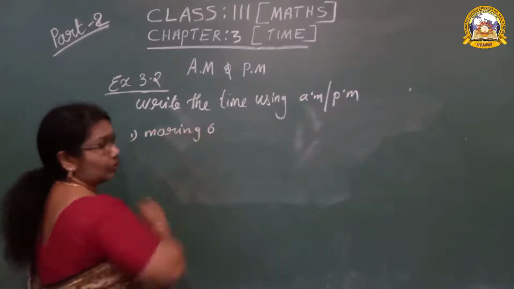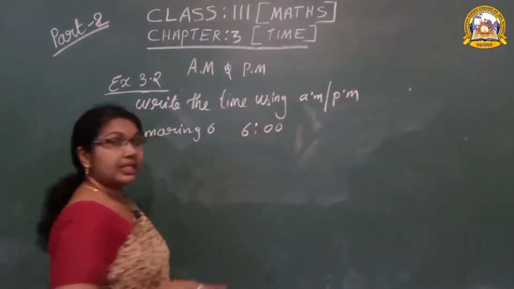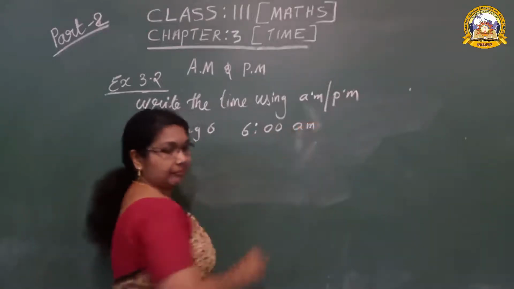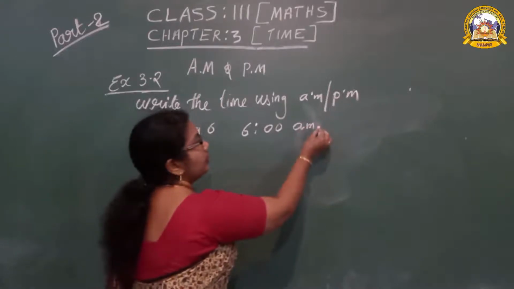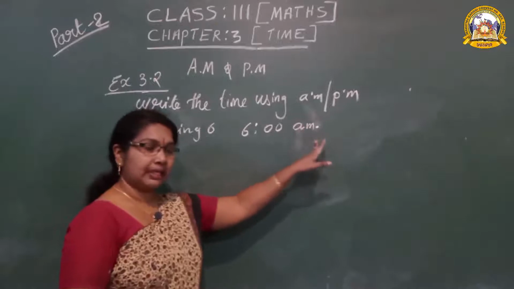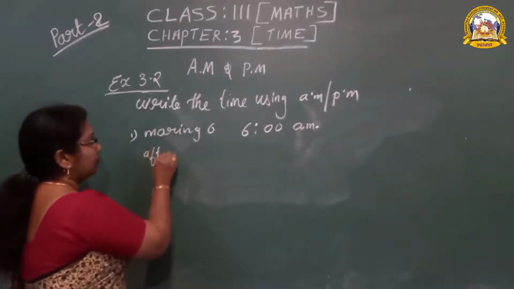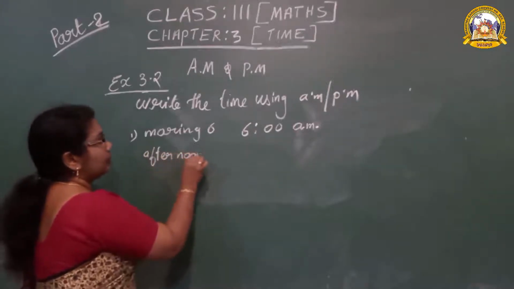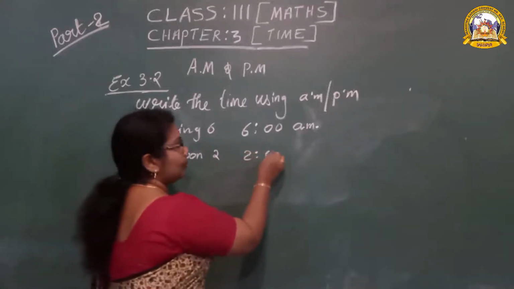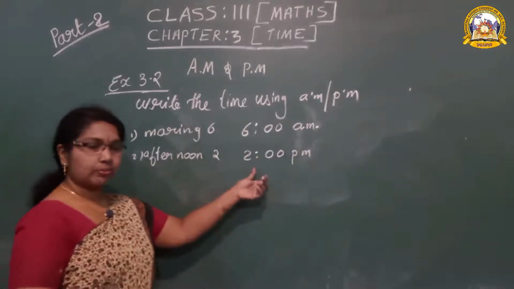Morning 6 o'clock. How do we write the time? 6. There are no minutes, so you have to use 00. 6:00 AM. A, then a dot, M after. What is the full form of AM? Anti-meridian. Then the second one, 2 o'clock in the afternoon. Can you say what's the time? 2 PM. Afternoon 2 o'clock, the time is 2 PM.